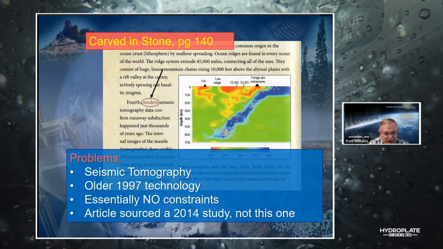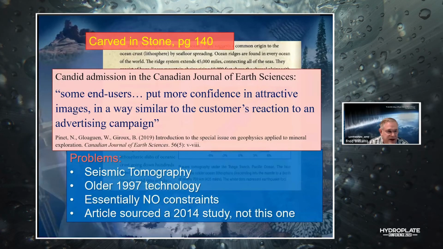Well, then I went back to the paper that produced this image and I looked it up, and guess what? The earthquake foci were set as unknown parameters. That doesn't sound like they really knew where those were. So that was not a reasonable constraint. So essentially, it has no constraints to help improve the accuracy of the model. And again, I'm objecting because the article sourced in his book was a 2014 study that had nothing to do with this image.